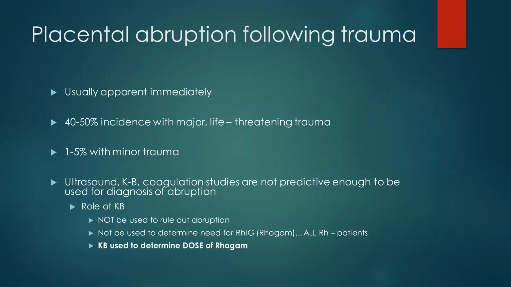And you just have to have a high clinical suspicion, especially based on what type of MVA or trauma the patient's been in. So really the role of a Kleihauer-Betke, it's not to rule out an abruption, and it's not used to determine whether you should give RhoGAM in Rh-negative patients. It is used to determine the dose, because whenever you give a vial of RhoGAM, it only covers about 30 cc's of fetal blood volume in mom. And so in our Rh-negative patients, we want to make sure that we are covering enough of the fetal blood in maternal circulation.